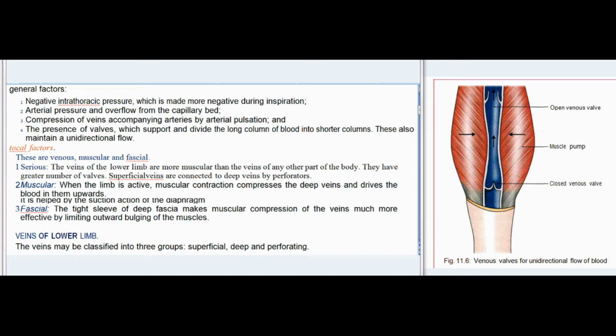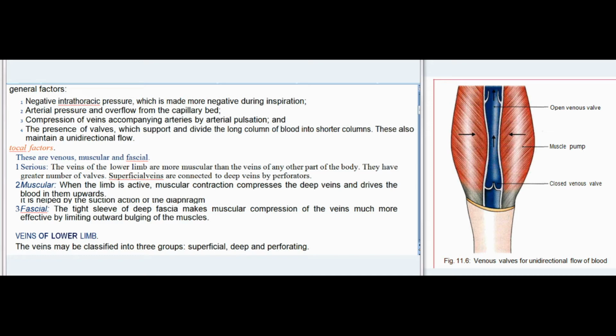2. Muscular: when the limb is active, muscular contraction compresses the deep veins and drives the blood in them upwards. It is helped by the suction action of the diaphragm. 3. Fascial: the tight sleeve of deep fascia makes muscular compression of the veins much more effective by limiting outward bulging of the muscles. Veins of lower limb.